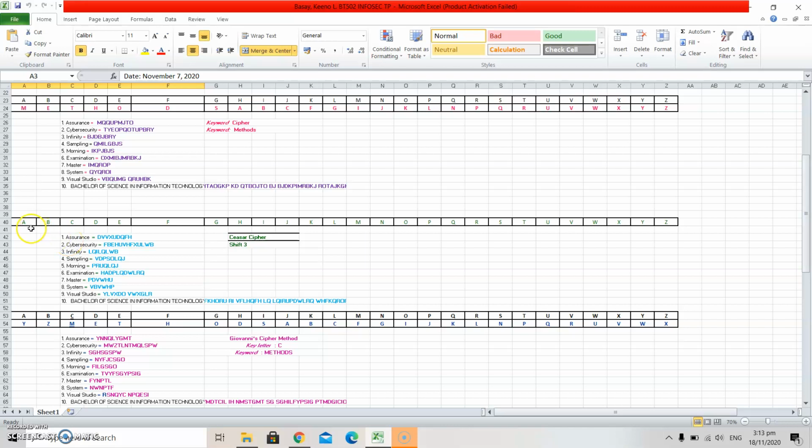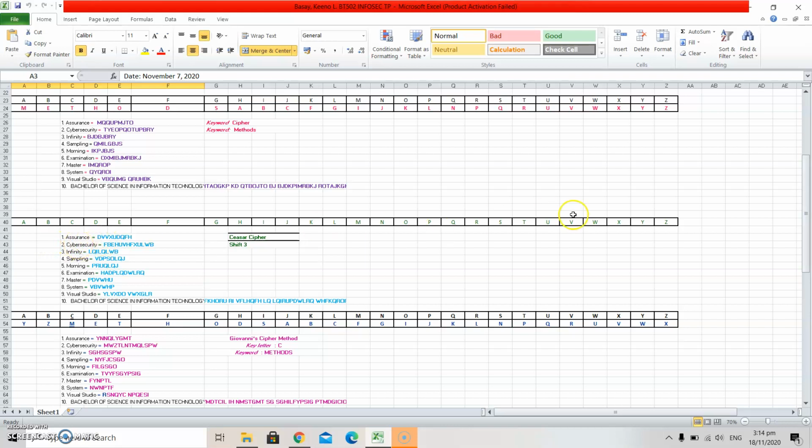First letter is A, shift 3: 1, 2, 3. So the answer is letter D. Next one, letter S. This one, shift 3: 1, 2, and 3. So the answer is letter V. And the other one, letter S, is also letter V.